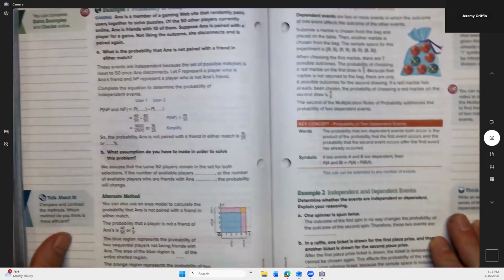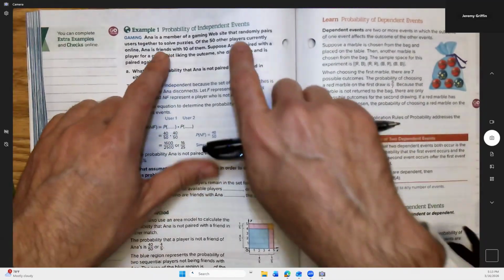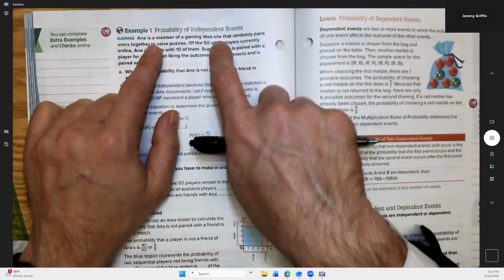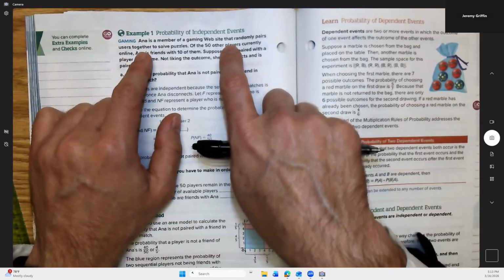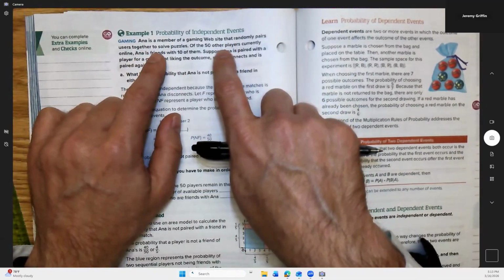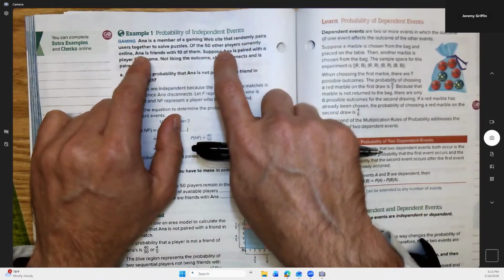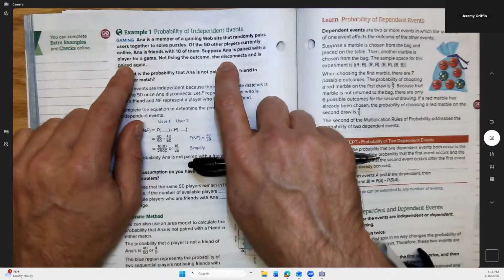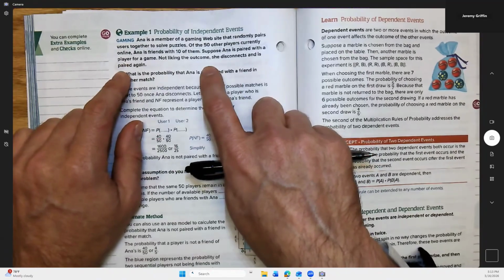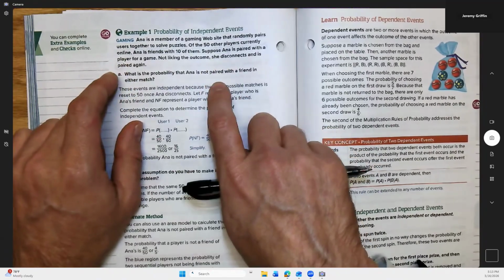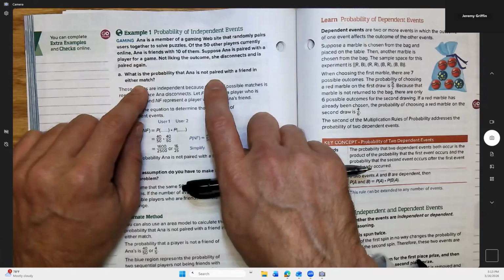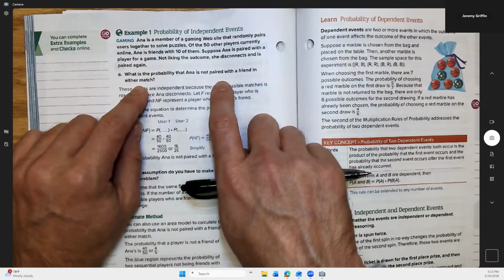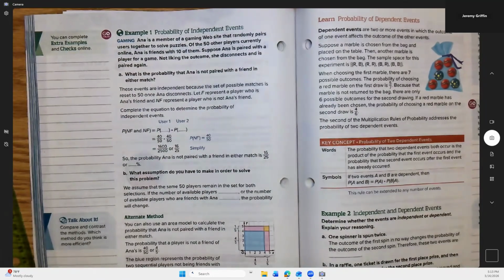All right, so example one. Anna is a member of a gaming website that randomly pairs users together to solve puzzles. Of the 50 players currently online, Anna is friends with 10 of them. Suppose Anna is paired with a player for a game. Not liking the outcome, she disconnects and is paired again. What is the probability that she is not paired with a friend in either match?